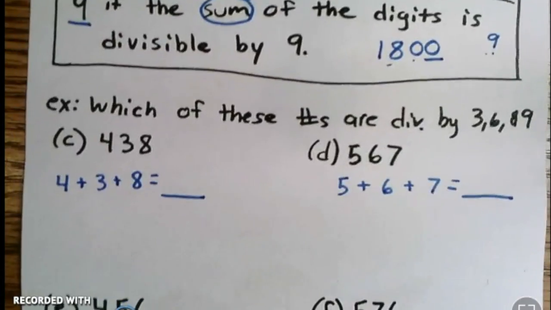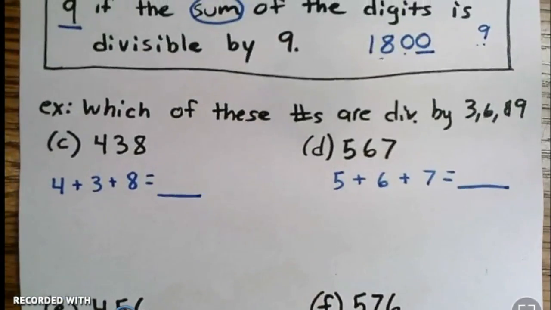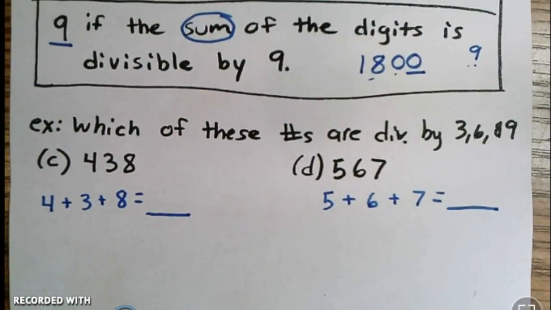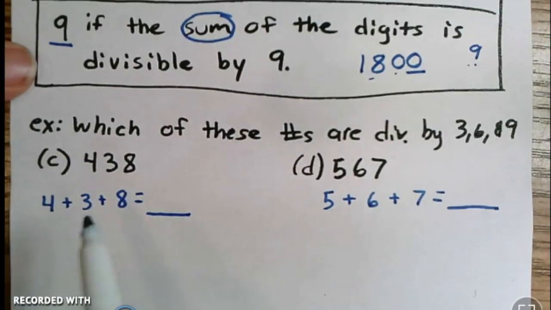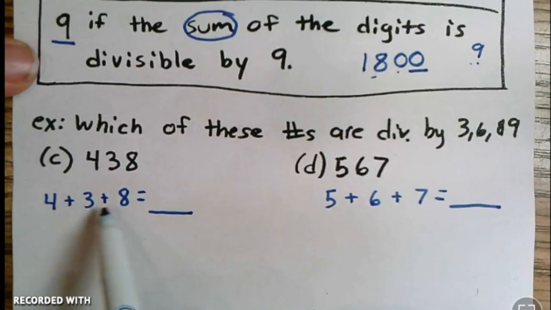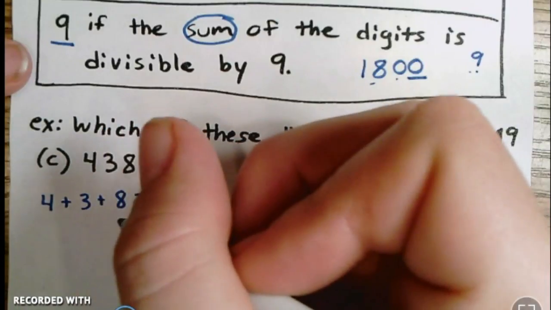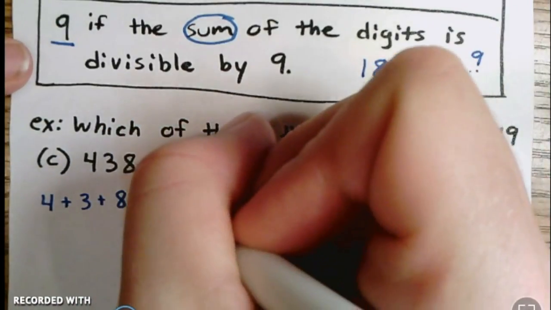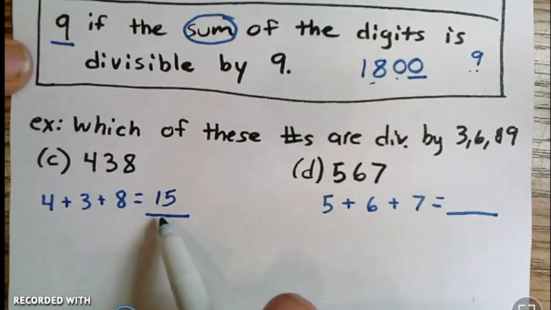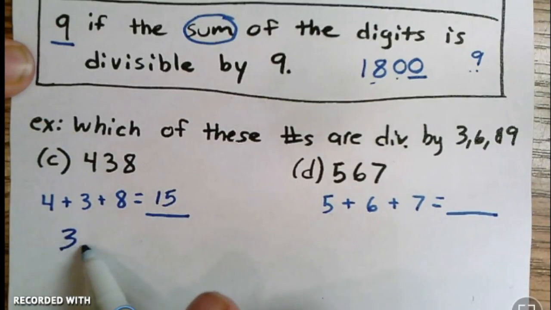All right, so here we go. Let's do some examples. Which of these numbers are divisible by 3, 6, and 9? So we have 438. The first step is to add them up. So 4 plus 3 plus 8. 4 and 3 is 7. 7 plus 8 is 15. Okay, and so now I'm going to look at 15. Is 15 divisible by 3? Yes, it is. So we know that it's divisible by 3.